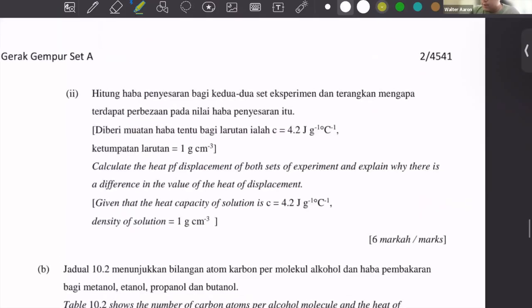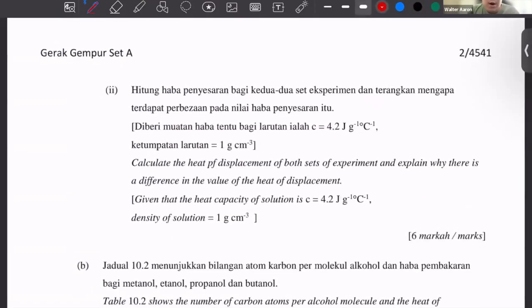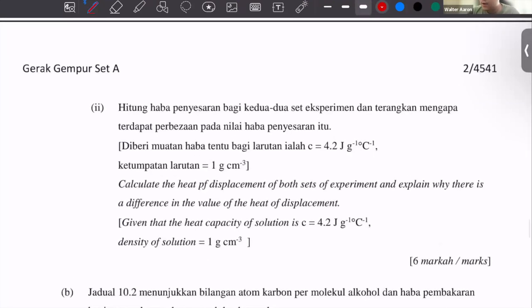Okay, and then you're supposed to explain the reason why. Why do you think there's a difference in the heat of displacement? So you can just say that the heat of displacement of set 1 is higher than set 2 because magnesium is more electropositive than zinc, all right? Or it has a more negative E0 value. I mean, we talk about reactivity series, right? Okay, no, we'll just talk about electropositivity.